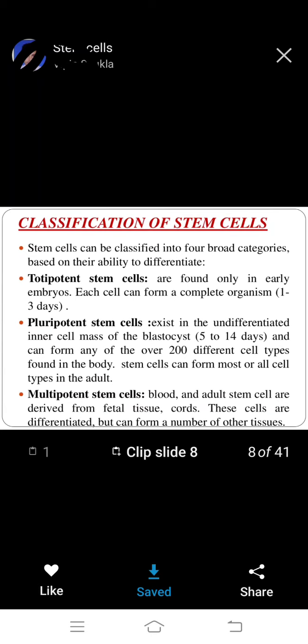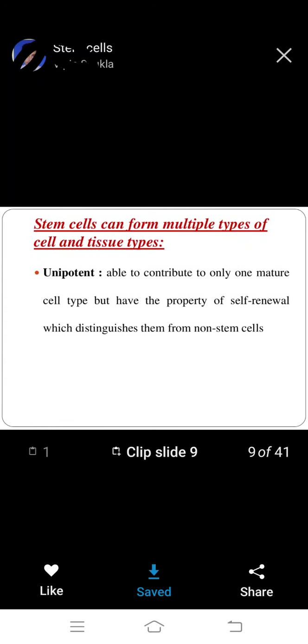Example: hemopoietic stem cells. Hemopoietic stem cells are multipotent. Multi means many. RBC, WBC and platelets are formed, so it is multipotent. This can be differentiated into RBC, WBC and blood platelets only.